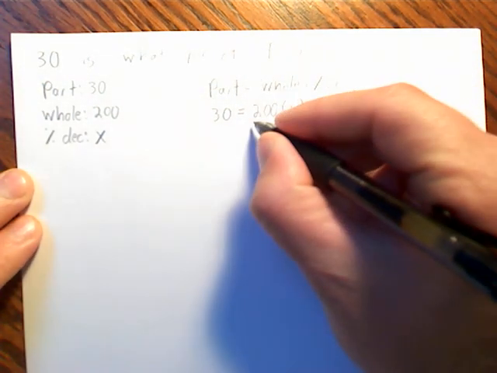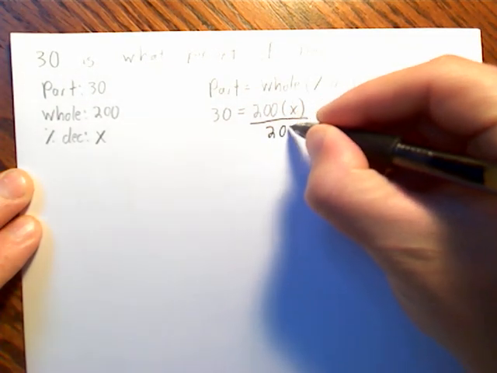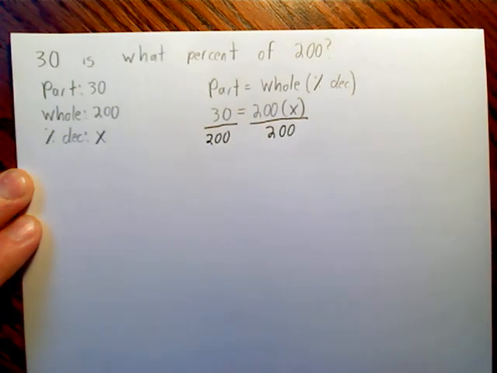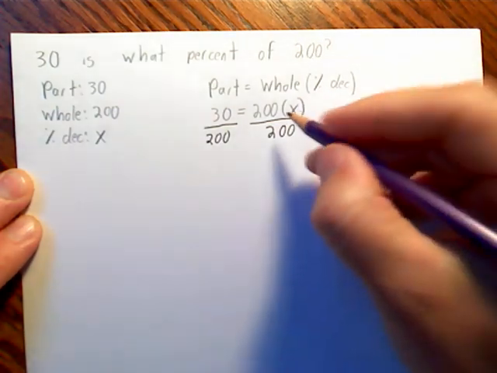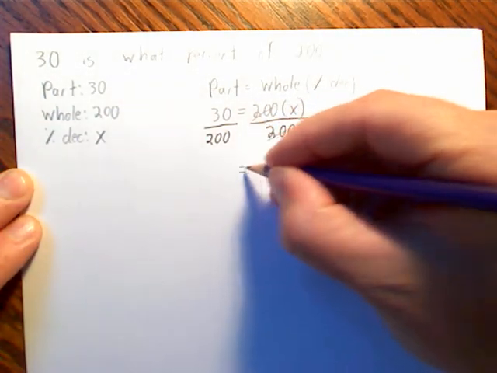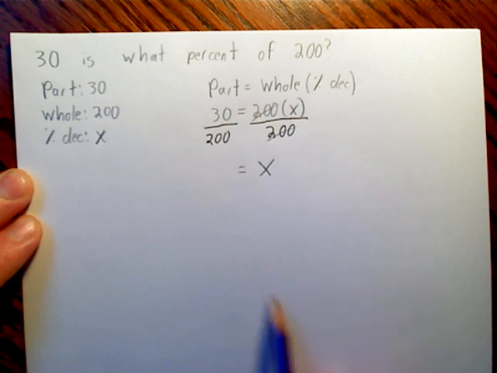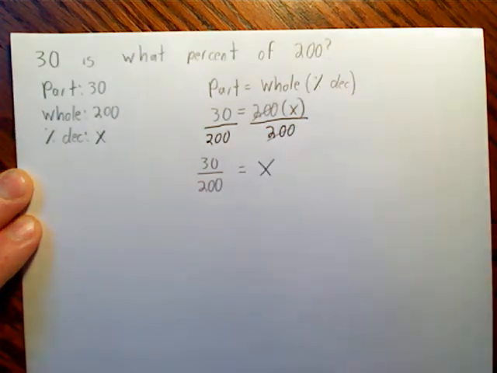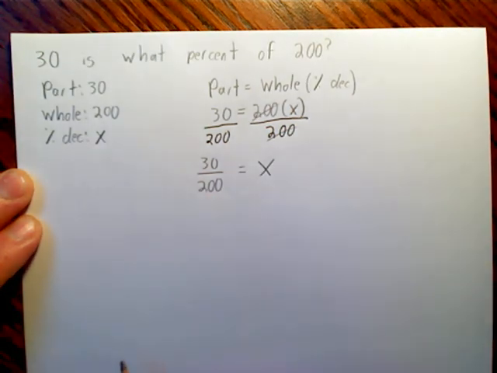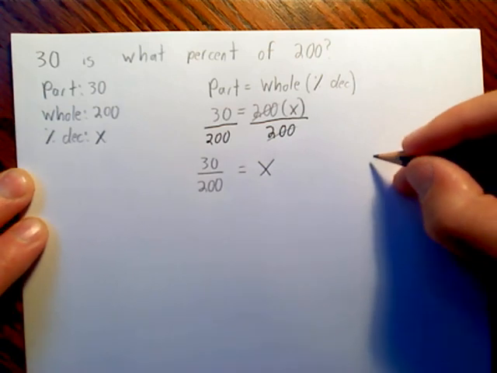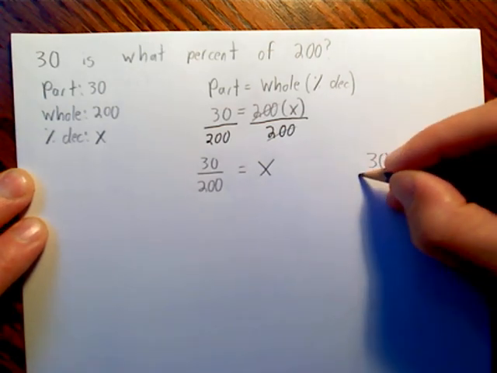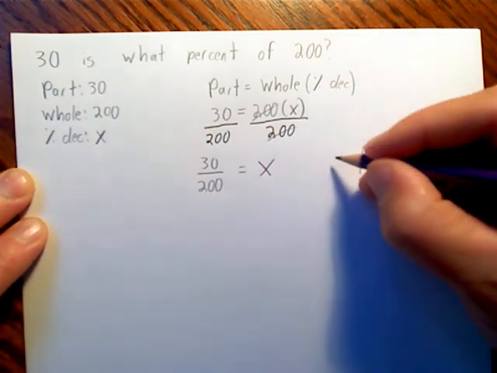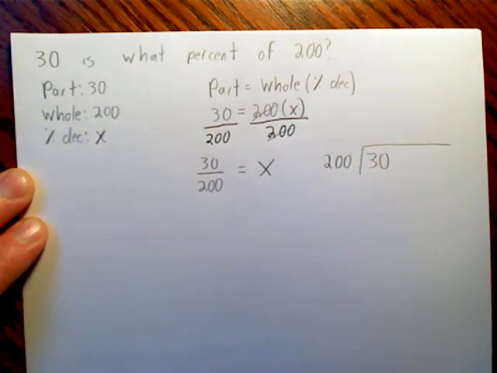So I am going to divide by 200 on the right side, and I'm going to divide by 200 on the left side. My 200s drop out. My x is all by itself. That's what we wanted. And we just have 30 divided by 200 now. So this becomes a division problem that we need to work out. Let's do it over here. Remember, the numerator always goes inside the box. I'm going to add a little extra line here because I am going to add a decimal. And then I've got 200 on the outside.